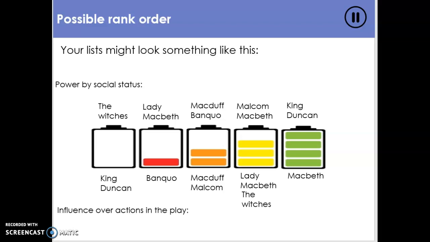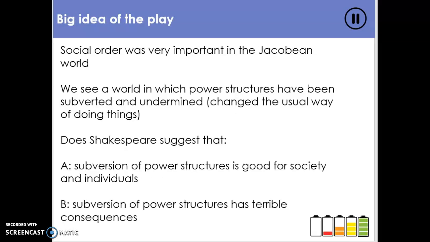And then King Duncan at the bottom because, I mean, he dies at the end of Act 1, doesn't he? So, and he doesn't have a clue what's going on, doesn't even realise that they're all trying to murder him. So, bad times for Duncan. But the reason this is interesting is because what we can see here is what we call the subversion of social order. Social order, hugely important in Jacobean England, and what we see in Macbeth is a world in which power structures are disassembled. They're completely changed from the usual way of doing things.